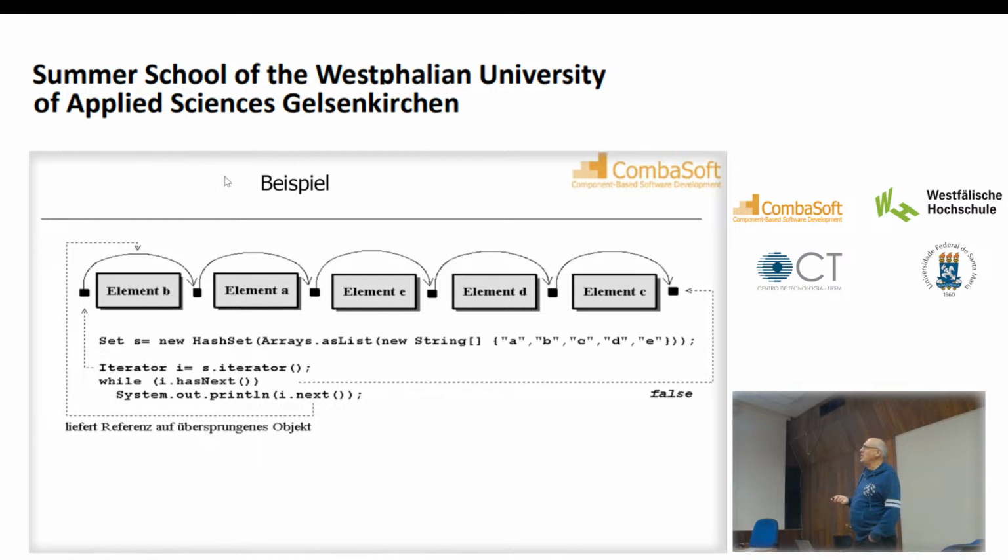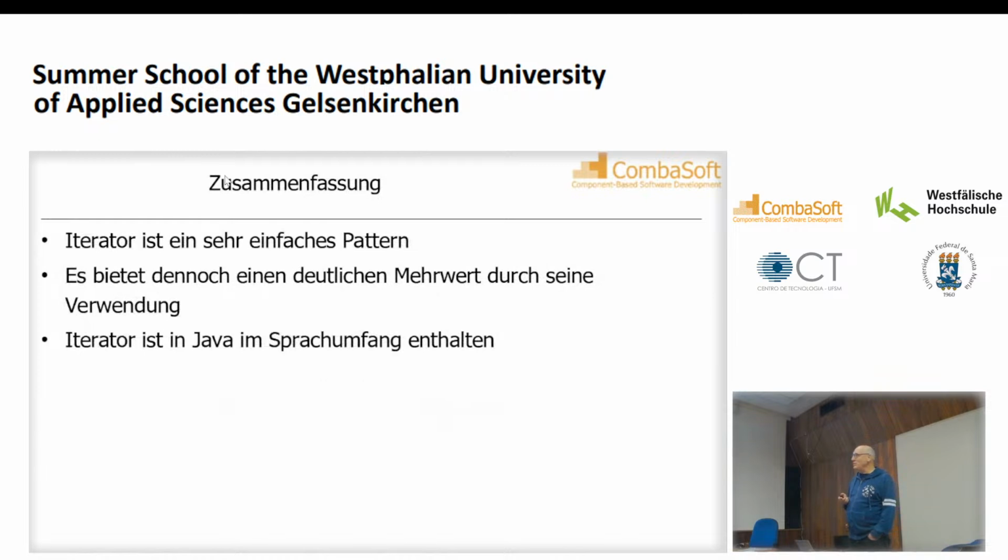I've implemented a hash set, and you can traverse through the hash set without knowing it's a hash set. As an example, next time you write tree set, and you can traverse that as well. The structure of the collection is not important for using the iterator. That's a very easy pattern, and it's implemented in Java quite well.